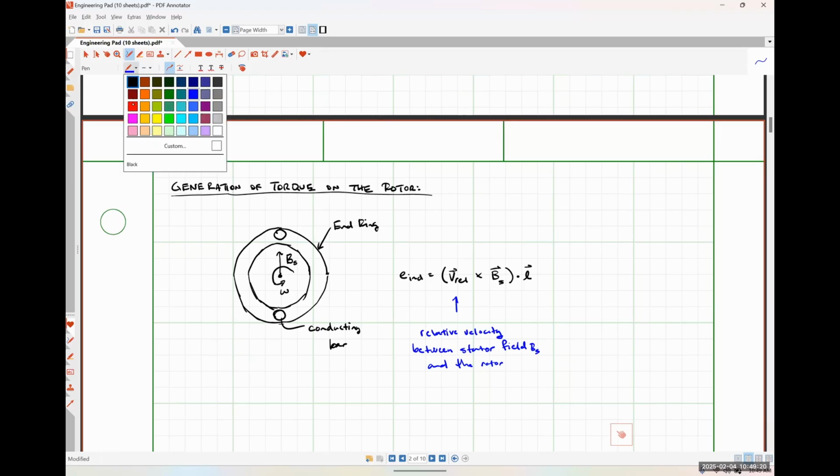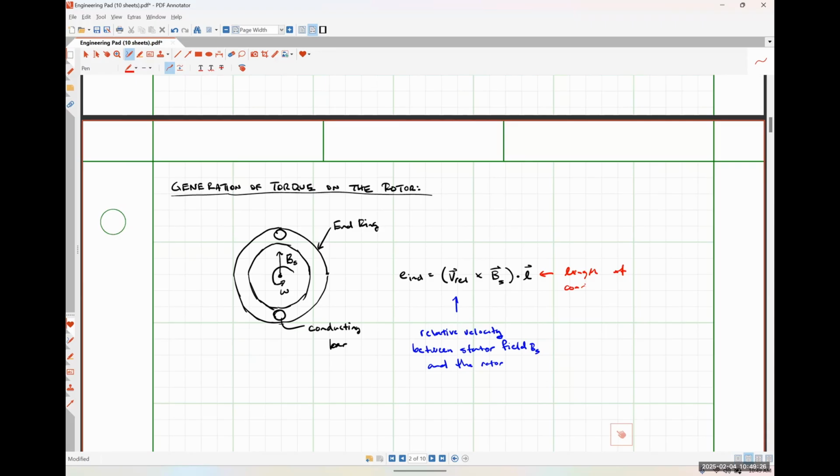Then I have this term L over here. This is literally just the length of the conducting bars, meaning that the longer I make those bars, generally speaking, the larger the voltage I'm going to induce.